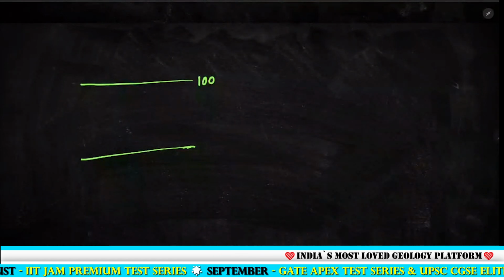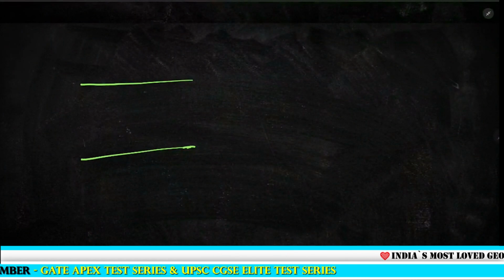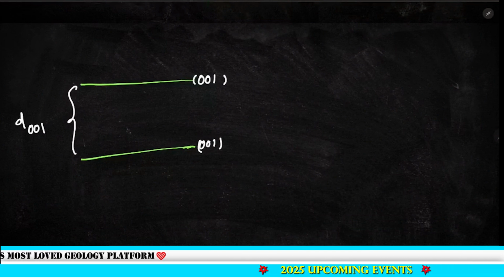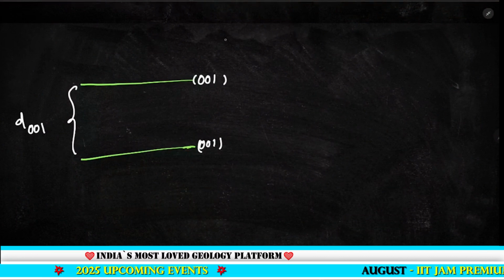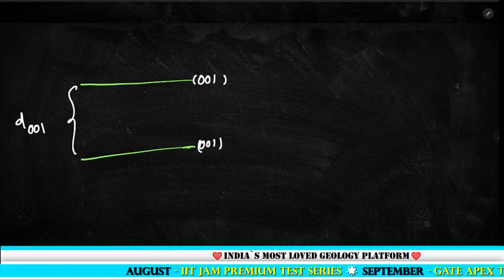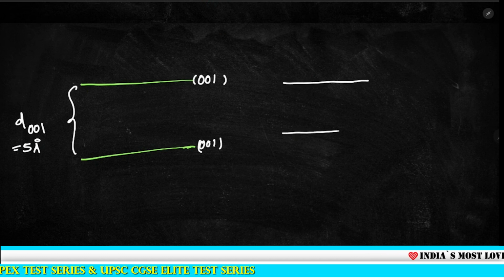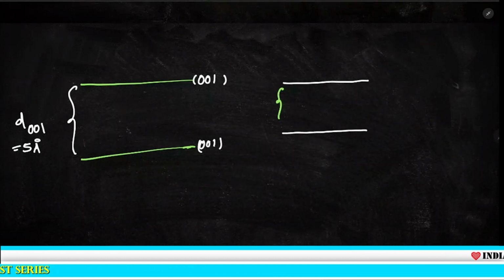See, what he is basically going to tell you is that there is a plane and there is a plane. Which plane is this? 001, I think, 001. Okay, so that is your 001 plane and this is also a 001 plane. The spacing that forms between them is your D001. This is before deformation, along the C crystallographic axis. This spacing is basically your 5 angstrom. When stress is applied here, the spacing is basically going to decrease, that is your D001, now it will be 4.5 angstrom.